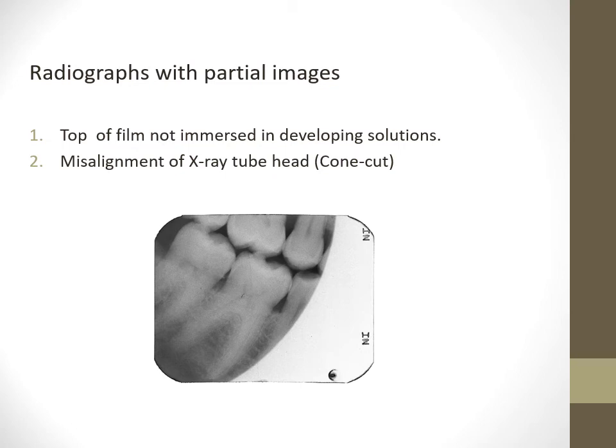This radiograph is of a cone cut. That particular area of the radiograph is not exposed to the X-rays at all. We are able to see only the molars. Premolars are not seen here because that area is not exposed to the X-rays at all. This is misalignment of the X-ray tube head, which is called a cone cut, which is again a faulty radiograph.